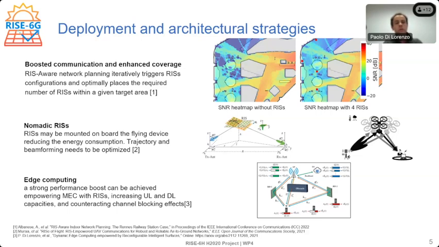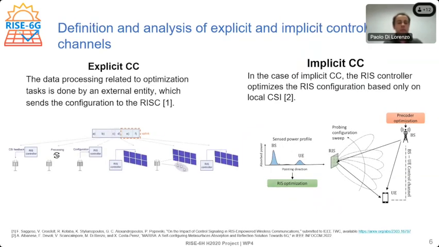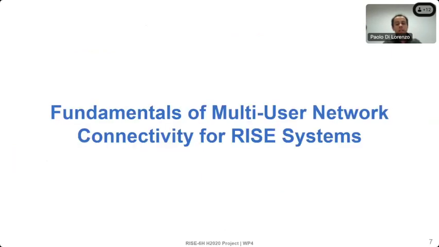And then we also consider 2 different control channel strategies. The first one is explicit, where we have an external entity that takes, for instance, the CSI information, processes the data, and sends the configuration back to the RIS controller, or implicit, where local CSI is used to self-optimize the RIS configuration.